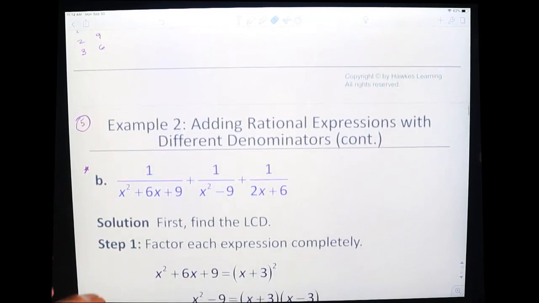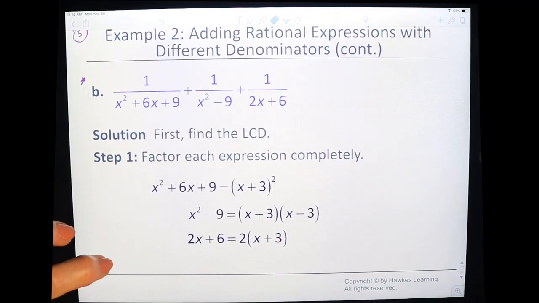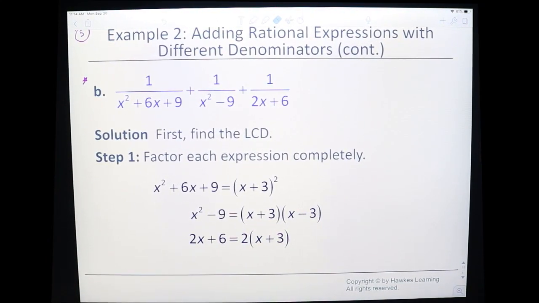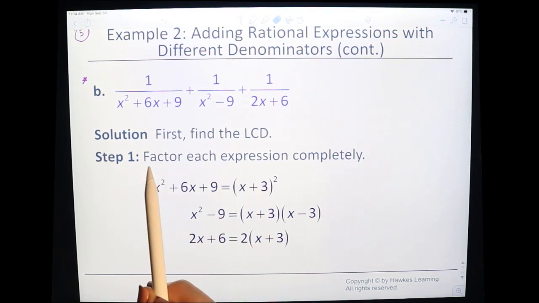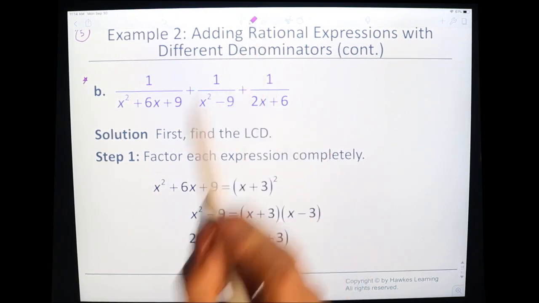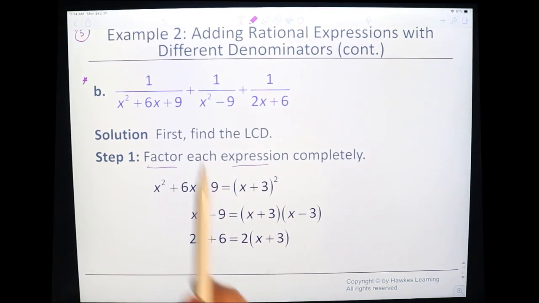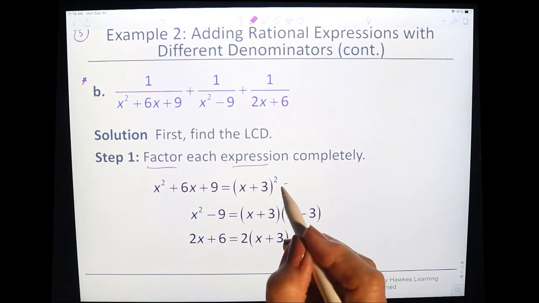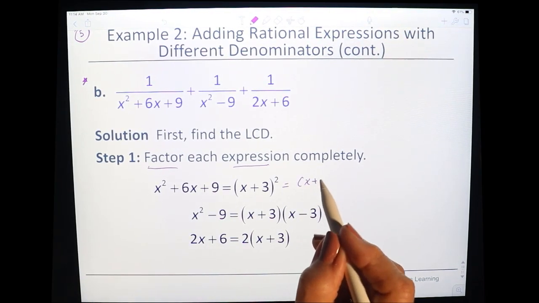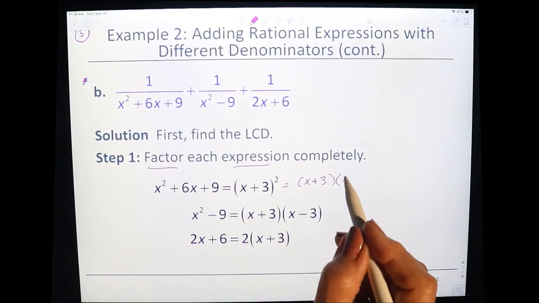All right, I have one more for you. This one's a pretty involved one, but I wanted to show you all the steps. So the first step is, notice what the operation is. We're adding. So you've got to have matching denominators, which we do not have. So we have to first find an LCD. How do you do that? You factor each denominator completely. So here's the first denominator factored. You can write that x plus 3 squared, or you can write it x plus 3 expanded out.